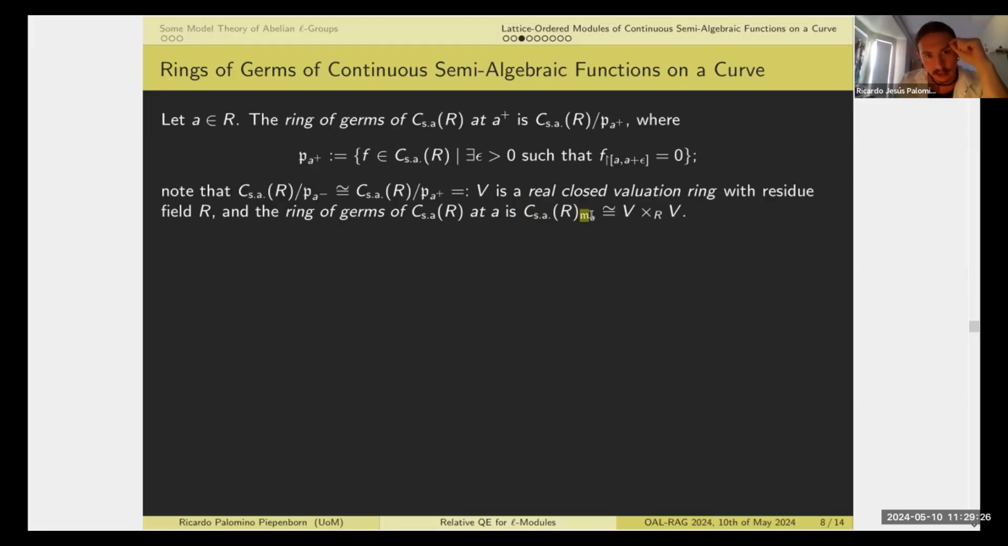And it's not terribly difficult to see that this ring of germs at a point is isomorphic to this fiber product of these rings of one-sided germs. So one way maybe of thinking about this isomorphism is the following.